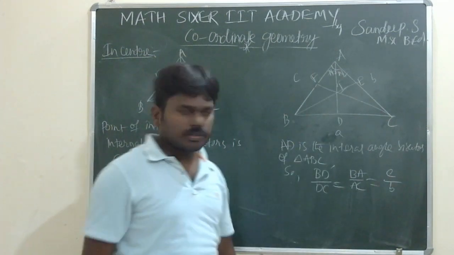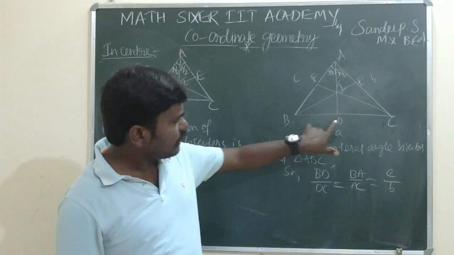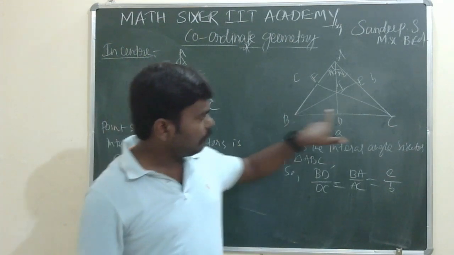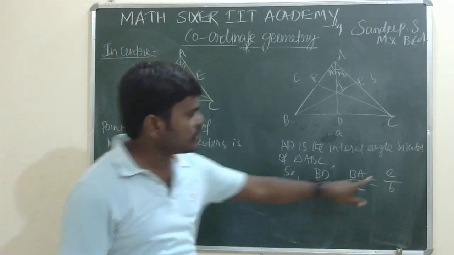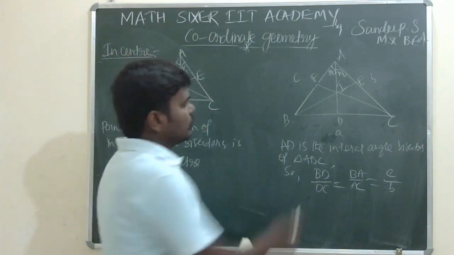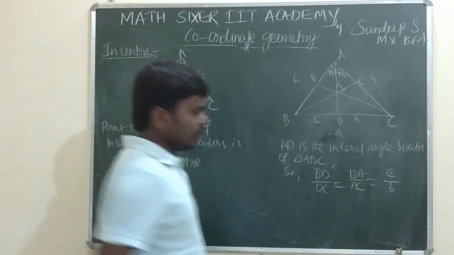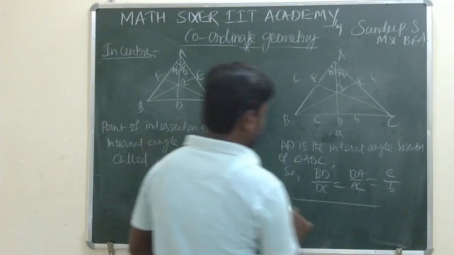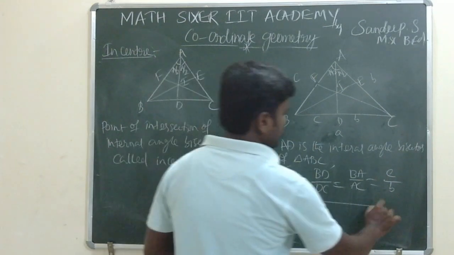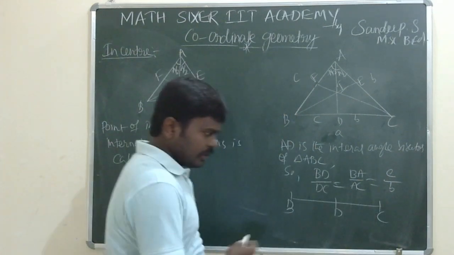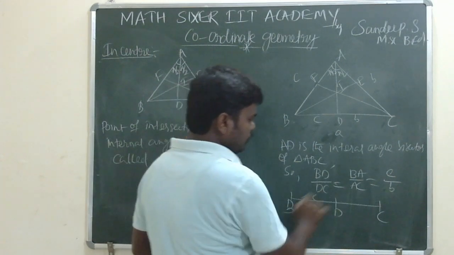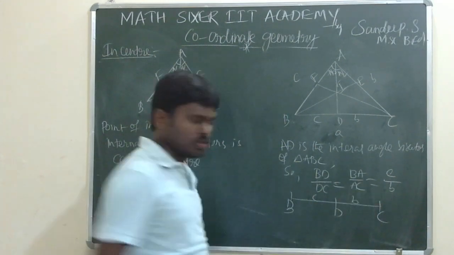Okay. So that means what? BD by DC means here D is dividing BC in the ratio of C is to B. That we can say from this. So, once again here we can take this is B and this is C and this is D. D is dividing BC in the ratio of C is to B.